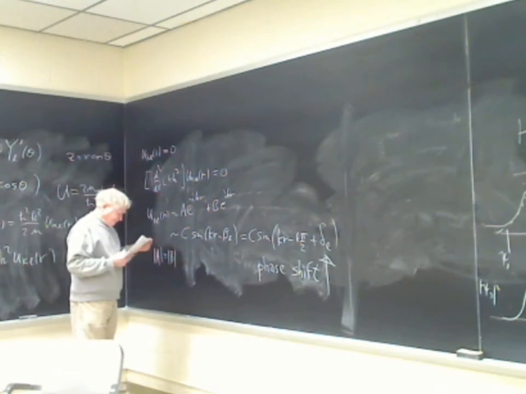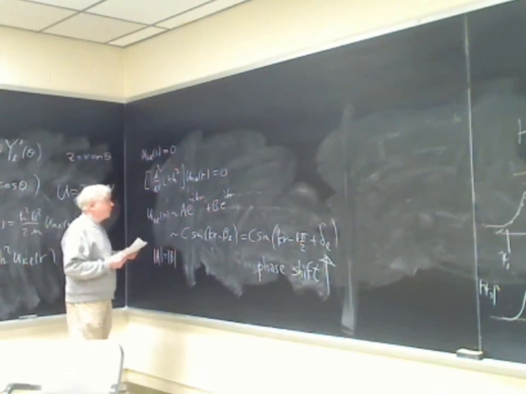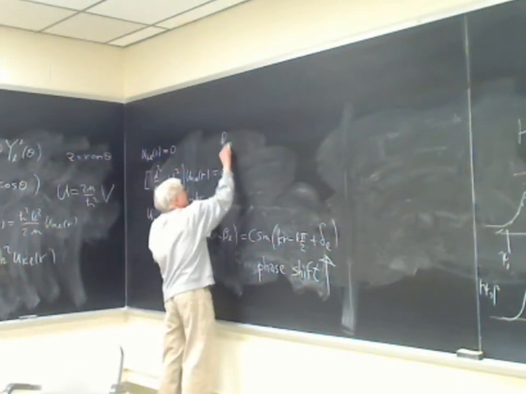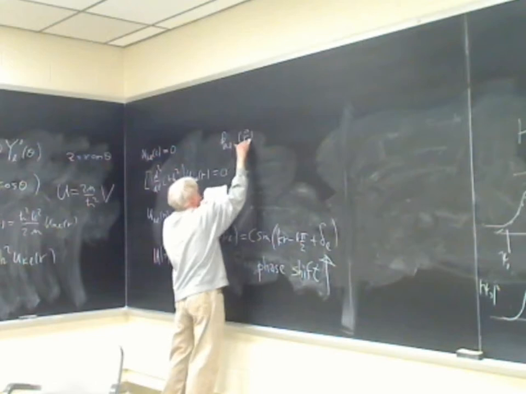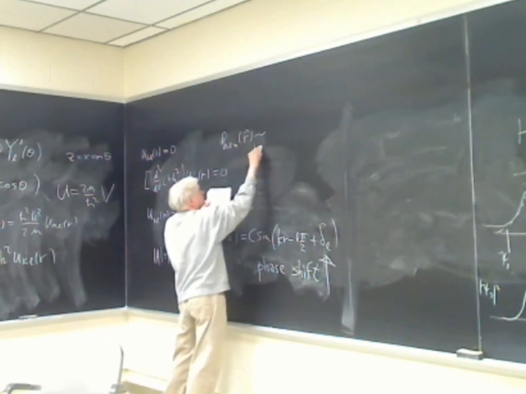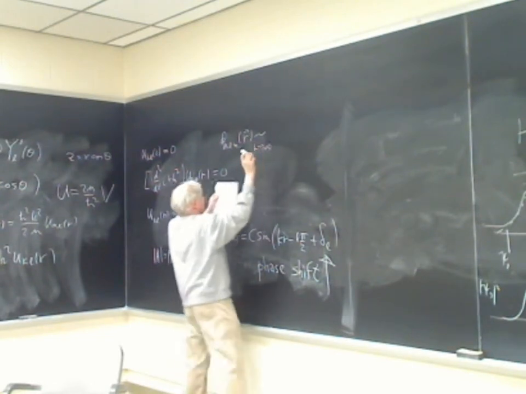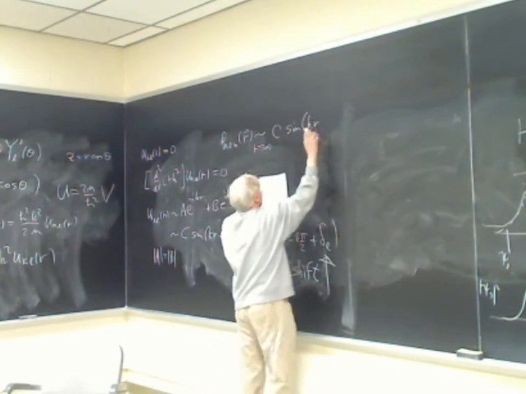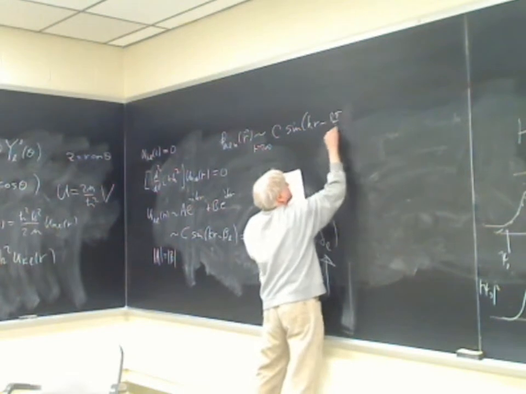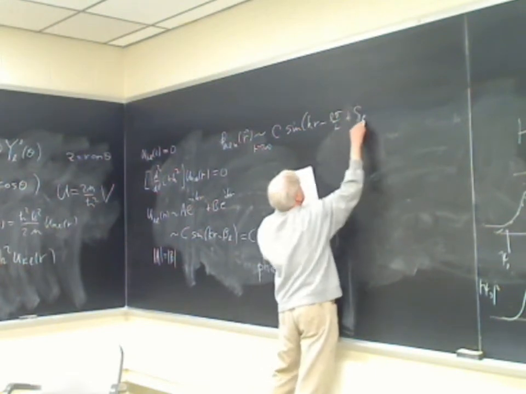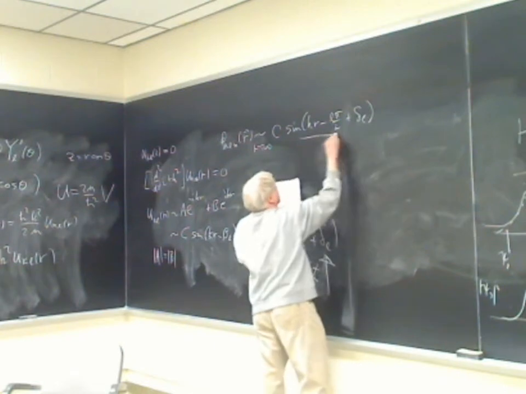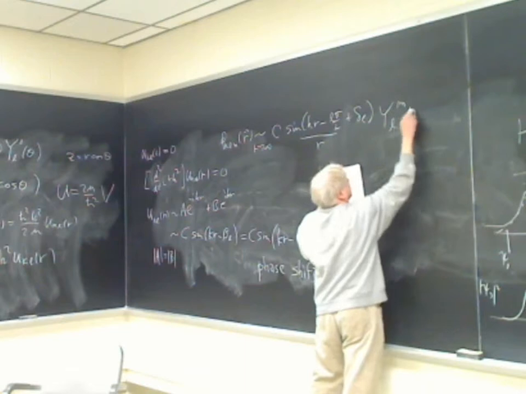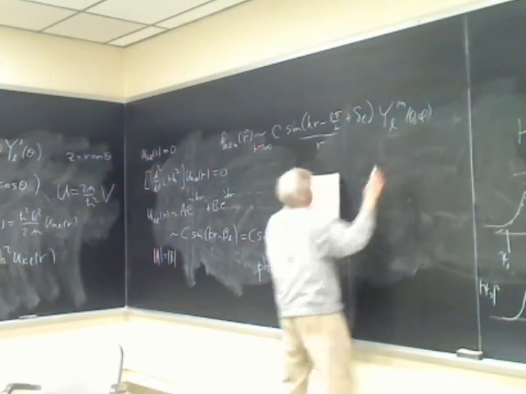Okay, well, if this is our u, what is our phi? Well, phi_kLm of r, then, as r goes to infinity, is some C sine of kr minus L pi over 2 plus delta L over r, Y_Lm of theta and phi.